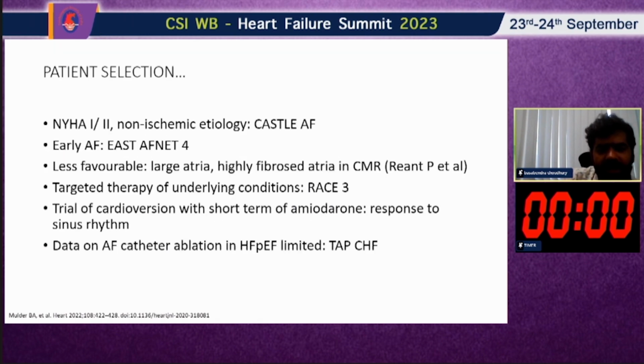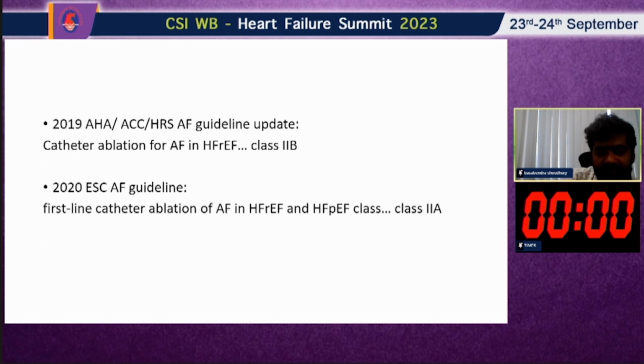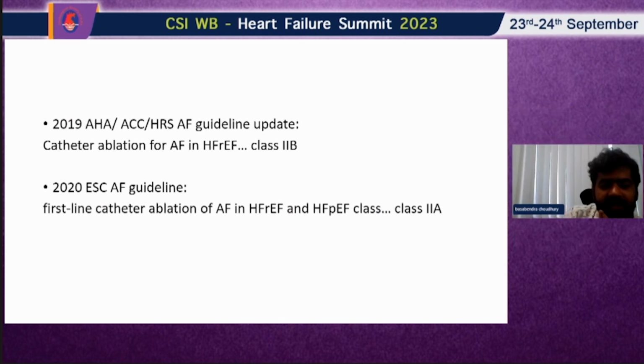So the patients with less severe symptoms and early onset of AF are likely to get benefit, and less favorable for benefit are large atria and highly fibrous atria. Also, a trial of cardioversion with amiodarone can be tried before we go for catheter ablation. So, based on this data, the 2020 ESC guidelines give a recommendation of first-line catheter ablation of AF in HFrEF and HFrEF.